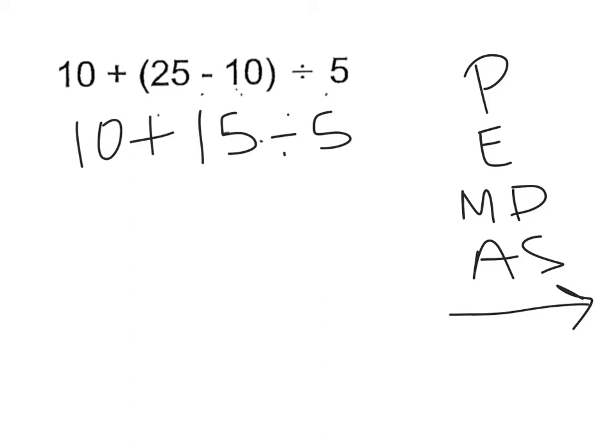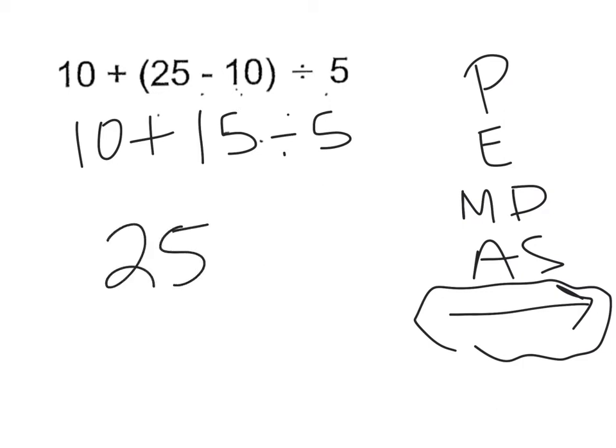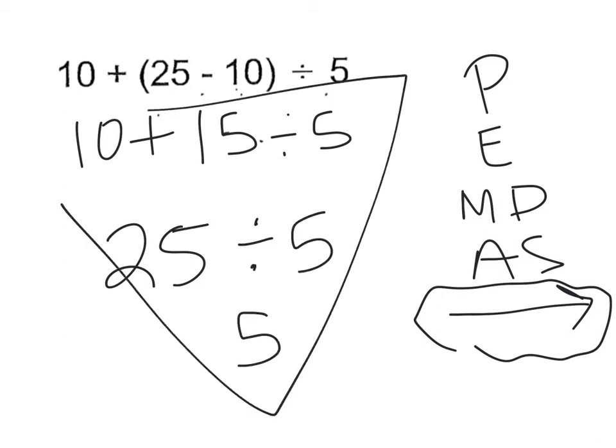Now I'm looking at a set of equals, so I'm looking at addition and subtraction. Since they are equal, I've got to really think about my left to right. So my left to right tells me 10 plus 15 comes first. 10 plus 15 is going to be 25. Divided by 5 is going to be our last step. That's a simple math fact. Pretty simple stuff.